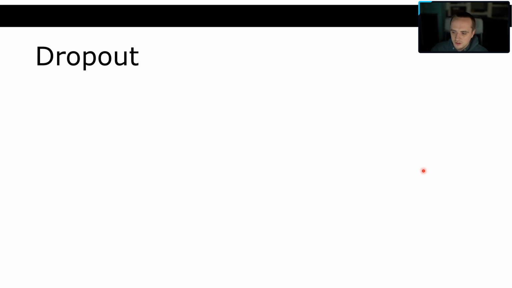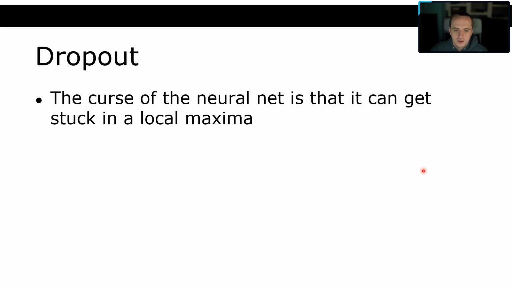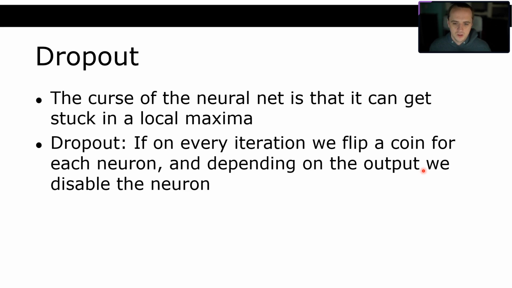Dropout is another thing that happens. The curse of the neural net is that it can get stuck in local maxima. Dropout is a technique for trying to A, not get stuck in local maxima or minima, and B, be more generalizable to different types of inputs.